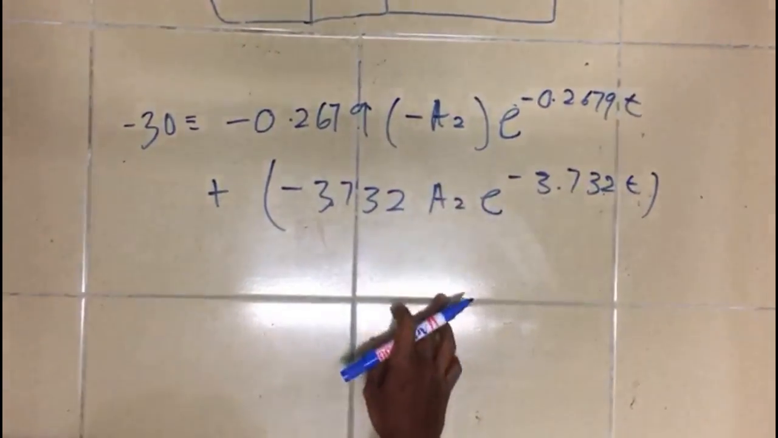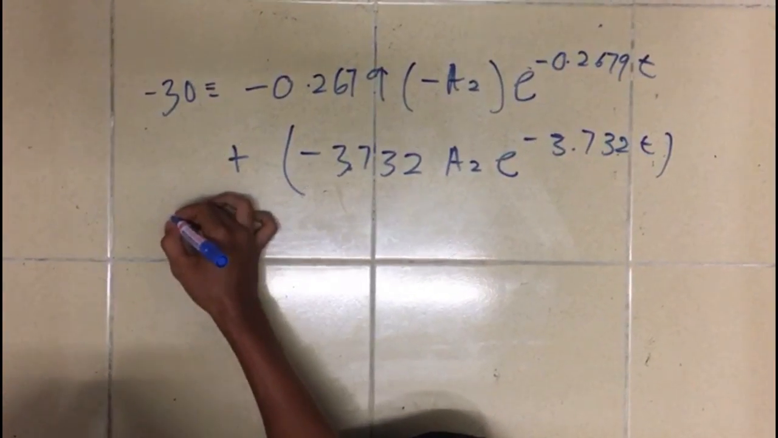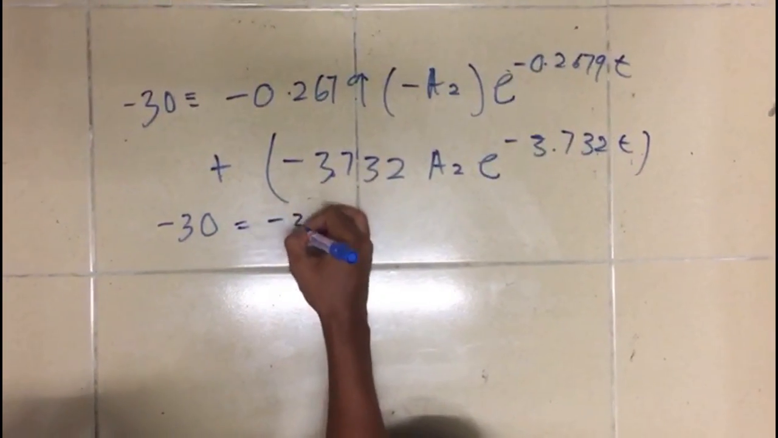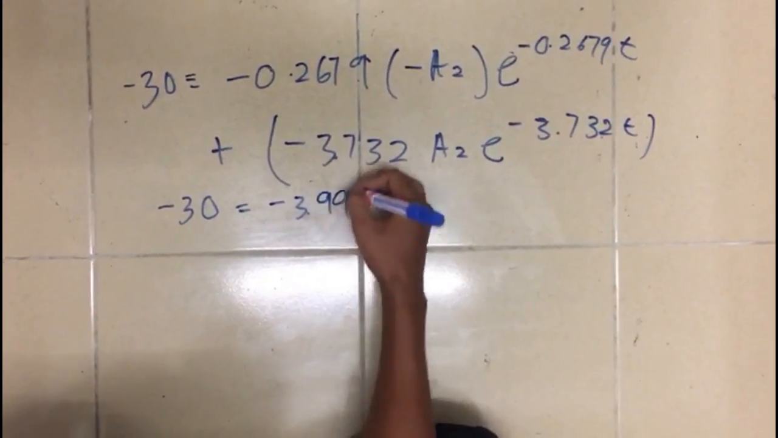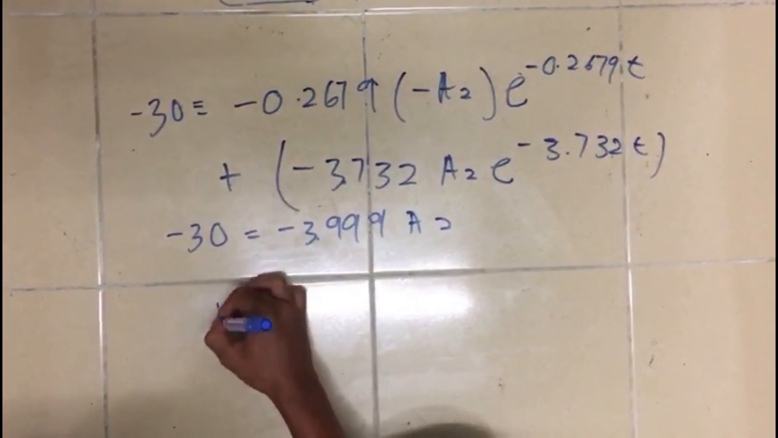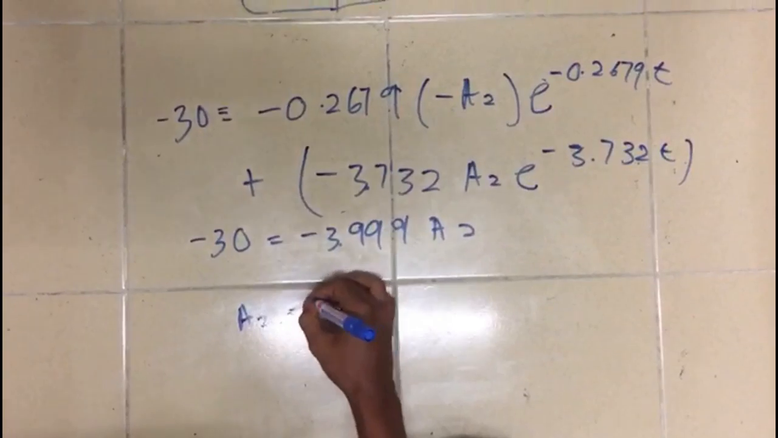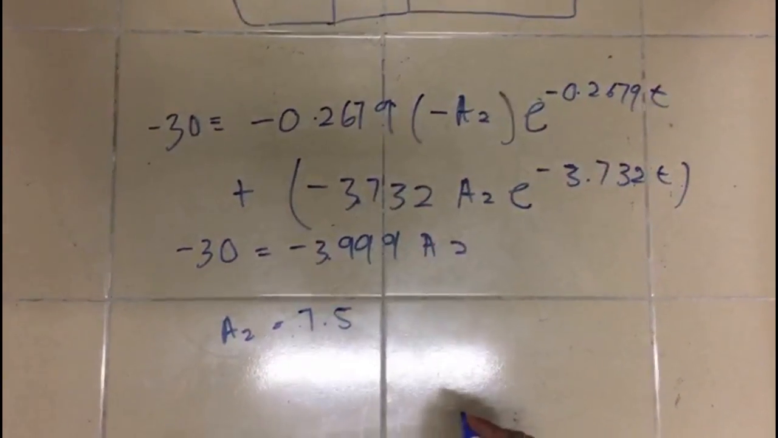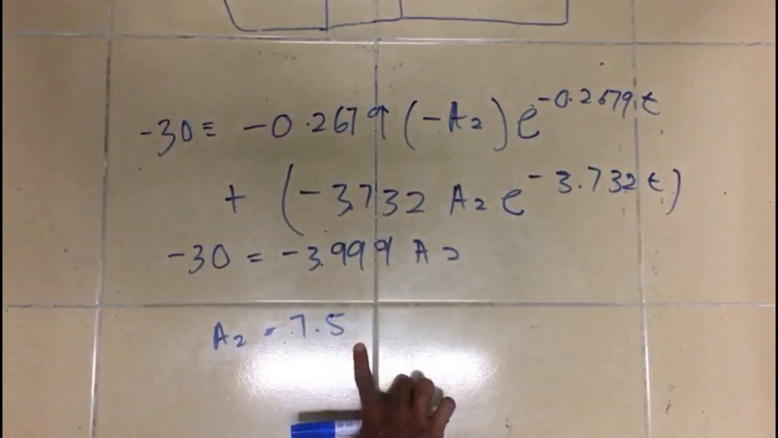Then we differentiate. We find the value of A2. So we can solve the equation: negative 3.999 A2, and A2 we got is 7.5.